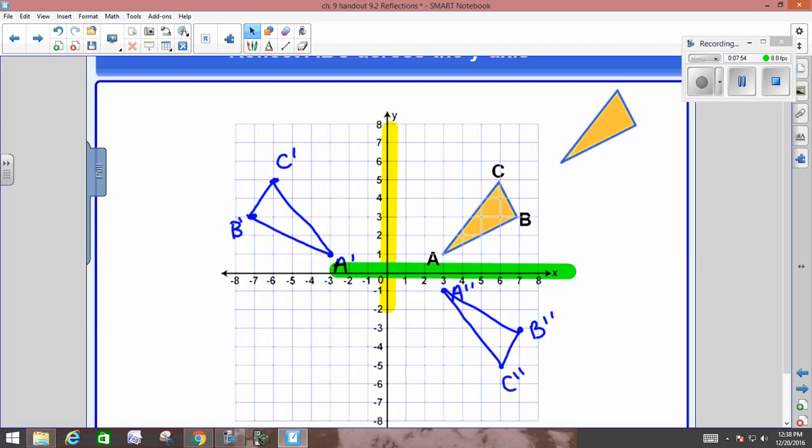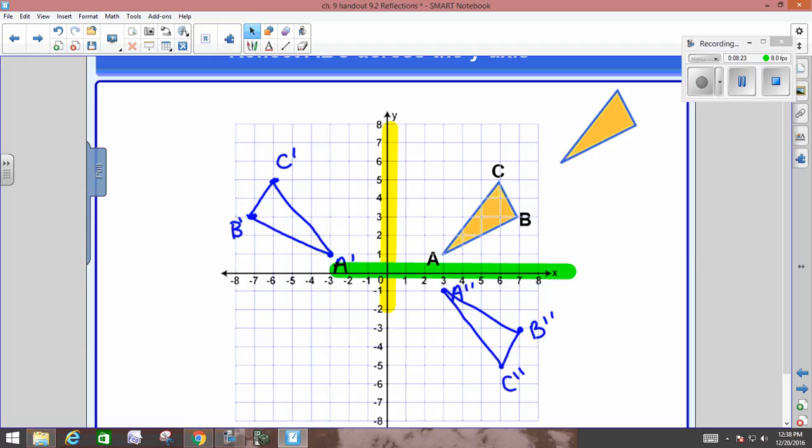Brooke, what's the coordinates of A double prime? Good, 3, -1. Brad, how about B double prime? Yep, 7, -3. Barbie, how about C double prime? 6, -5. Good. So now when you compare A, B, and C to the double primes, what changed?